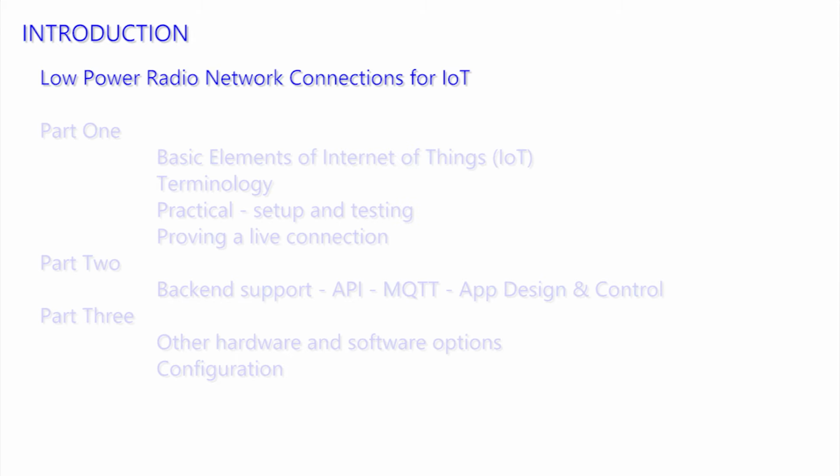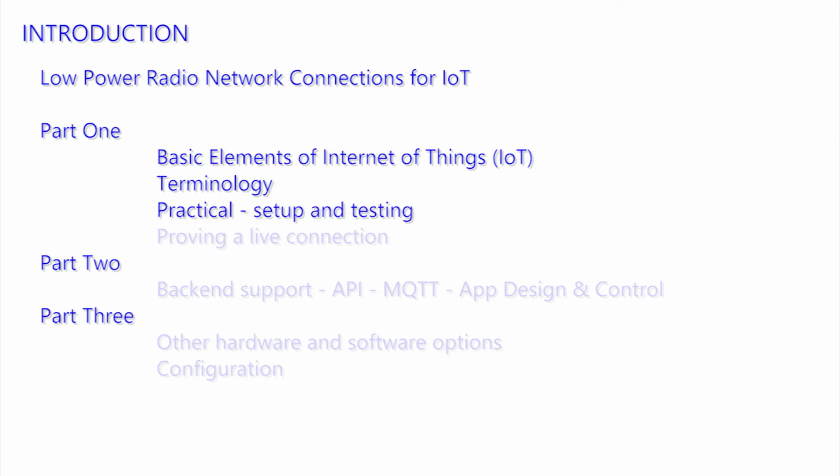In this series of videos, we're going to investigate low-power radio networks and how you can use them to connect your own thing to the Internet. In part 1, we will begin by explaining the basic elements of the Internet of Things and some terminology involved. We will then take a particular example from setup to the point where a live connection can be proven and connected using any web browser.